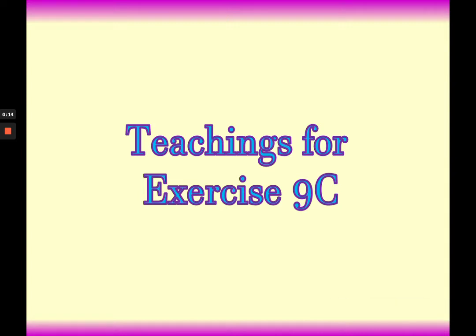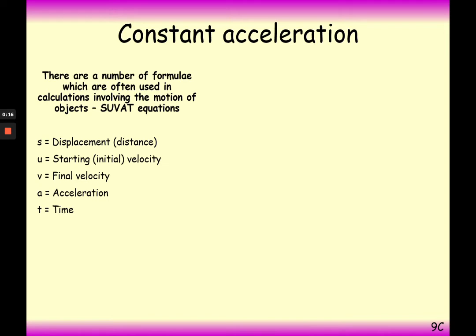First of all, S is the displacement, U is the initial velocity, V is the final velocity, A is the acceleration, and T is time. We're going to start off with some known facts: acceleration is equal to change in velocity over time. Acceleration is A, change in velocity is the final velocity minus the starting velocity, and T is time.